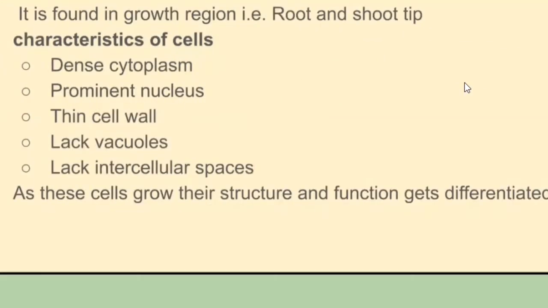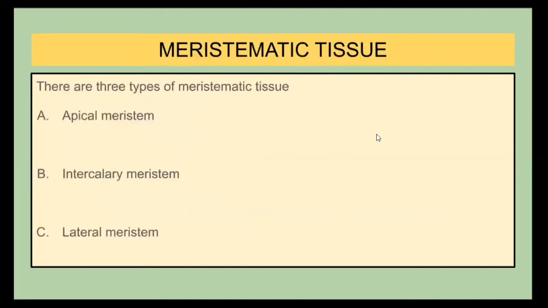When these meristematic cells mature, their function and their structure is defined. This process is called differentiation. We can say that they get differentiated when they mature. These are the three different kinds of meristematic tissues: apical meristem, intercalary meristem, and lateral meristem.